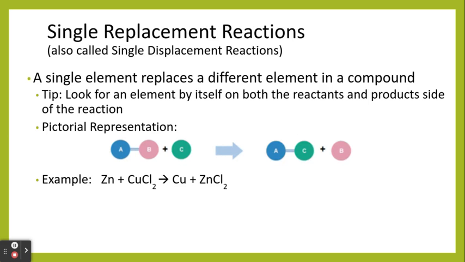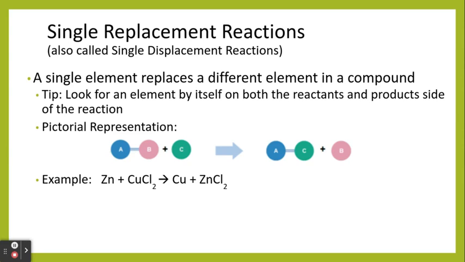The next type of reaction we have is a single replacement reaction. Sometimes this is called a single displacement reaction. They are the exact same thing. It's just a matter of what you got used to saying when you were learning this. So a single element, in this case, will replace a different element in a compound.